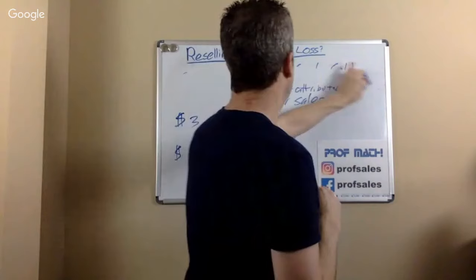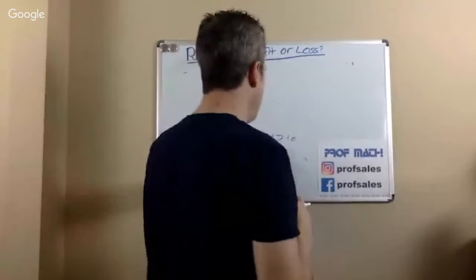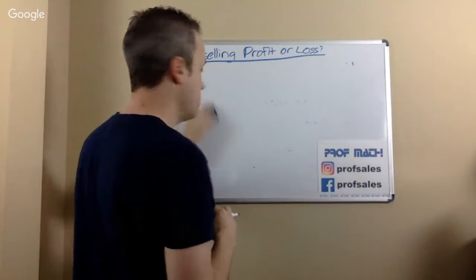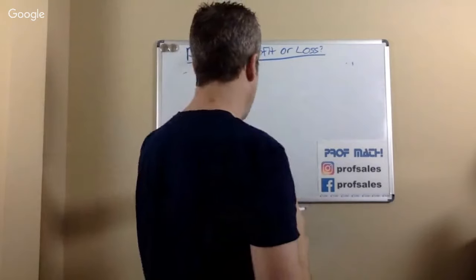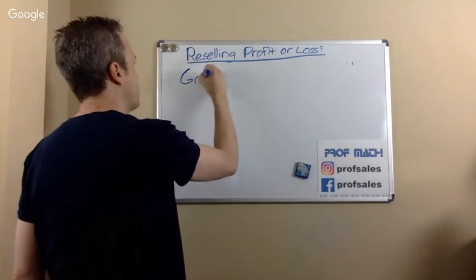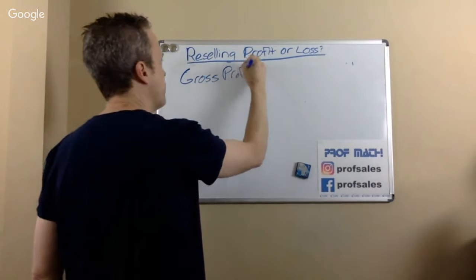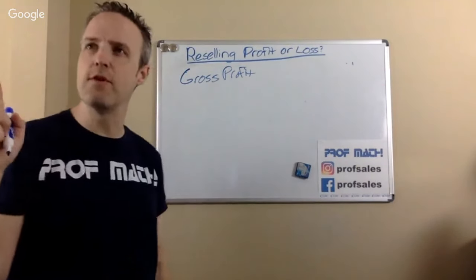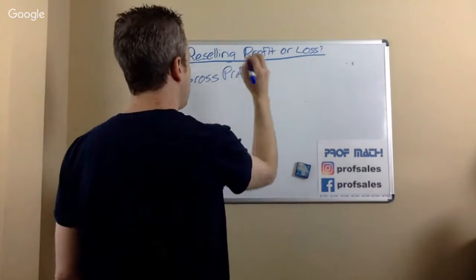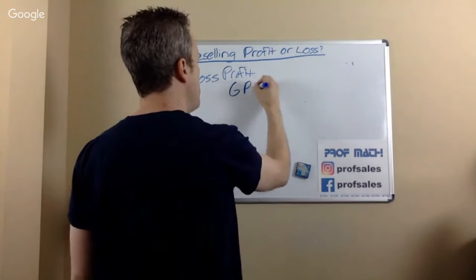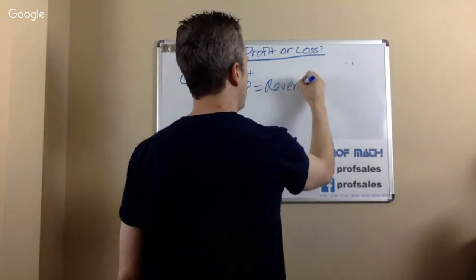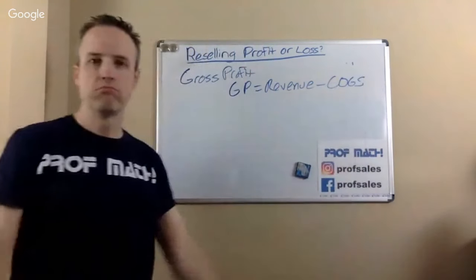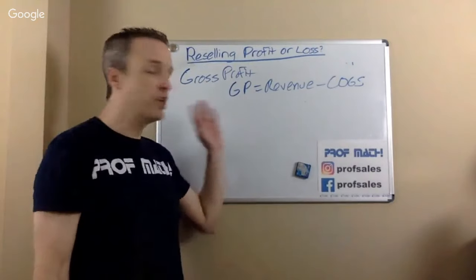So we've got our cost of goods, we've got our revenue. So now we need to figure out something else. You're going to hear this term thrown around in reselling a lot too: gross profit. All right? It's not complicated. So I'm going to give you a very simple formula for it. GP equals revenue minus your cost of goods sold. That's it. And you're just going to get a figure here.